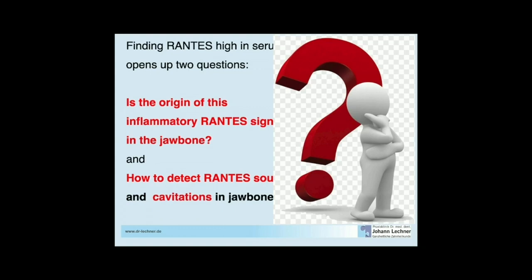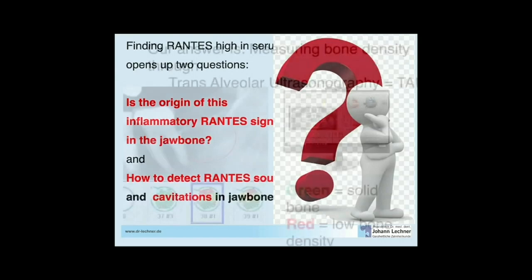Now, finding RANTES high in serum opens up two questions. First, is the origin of this inflammatory RANTES signaling in the jawbone? And how do we detect these RANTES sources and these cavitations in the jawbone? And this is our answer.